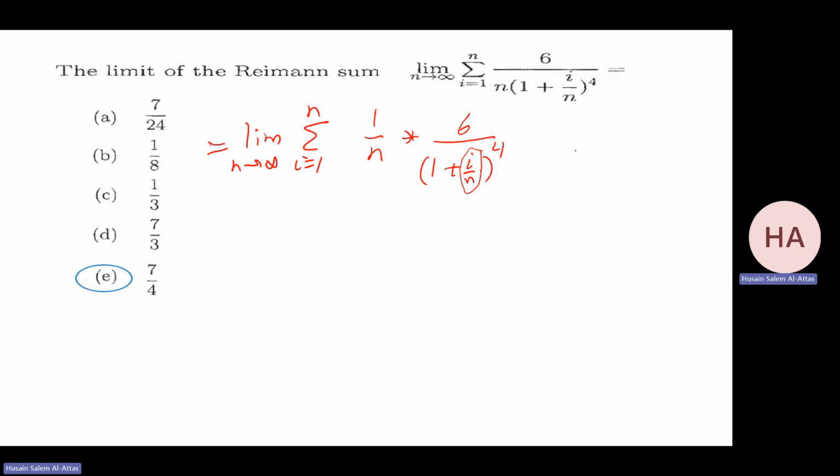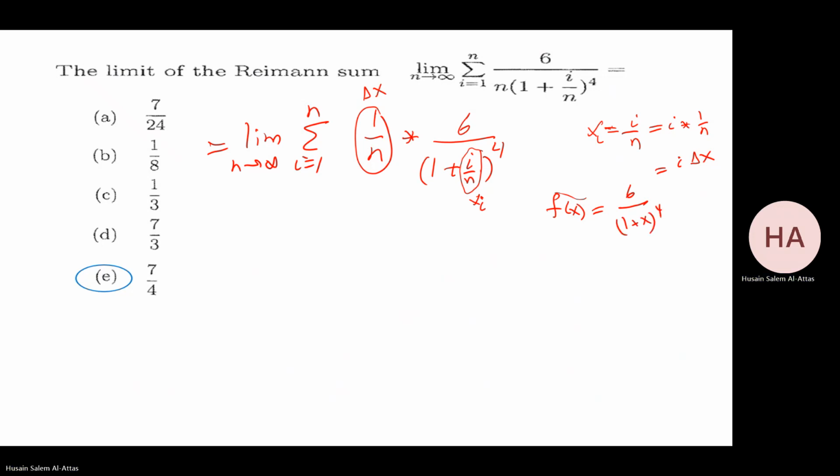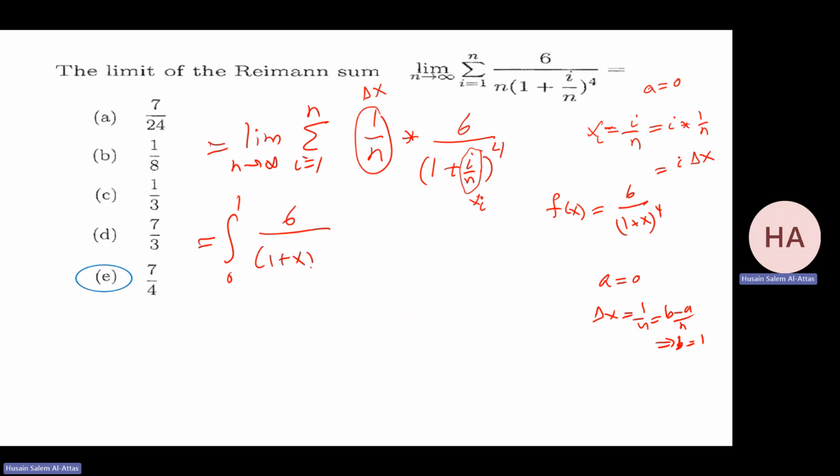Now, if I take this xi, i over n, this will be i times 1 over n, which is i delta x. So this is my delta x. My function will be what? This will be xi, so it will be 6 over (1 plus x) all to the power 4. That will be my function. And what is a? A is 0. Delta x is 1 over n, which equals (b minus a) over n, so b equals 1. So that is the integral from 0 to 1 of 6 over (1 plus x) to the power 4 dx.